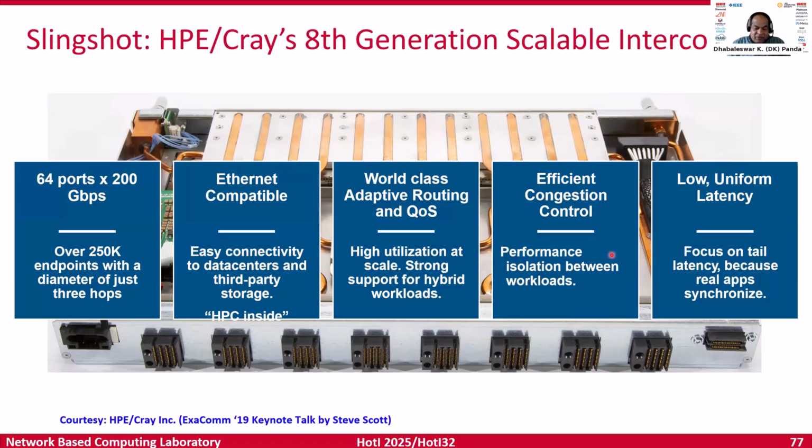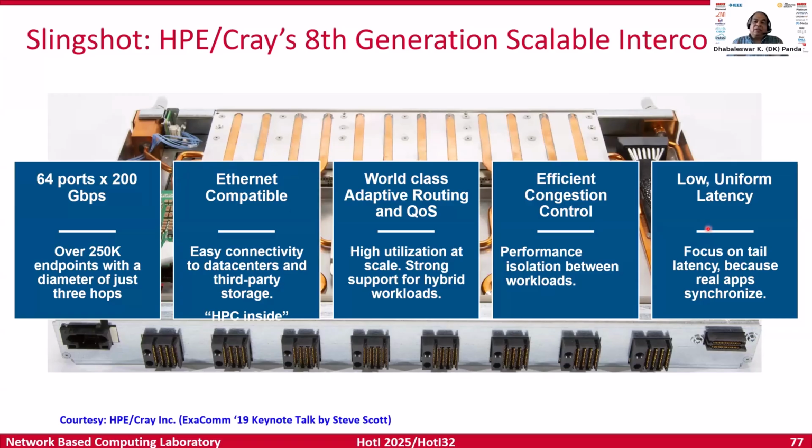So this has been taken from some of my colleagues and I used to do an ExaComm workshop at ISC. Some of you might be familiar. There was a keynote talk by Steve Scott. He was the CTO at that time, HP Cray. So some of the slides are from there. This is their 8th generation scalable interconnect. The idea is that they can have up to 250K nodes. It is Ethernet compatible. That was one of their objectives, supporting adaptive routing, quality of service, congestion control. And this one we'll talk a little bit more about in the next one called tail latency.